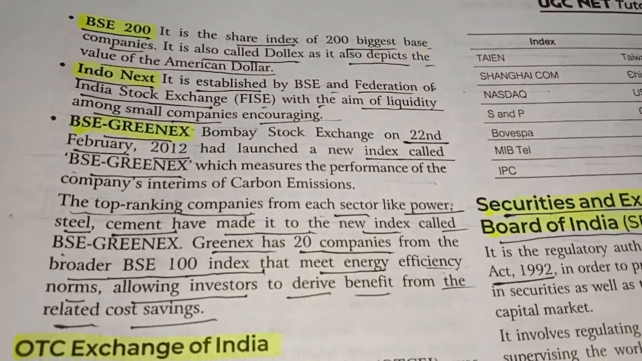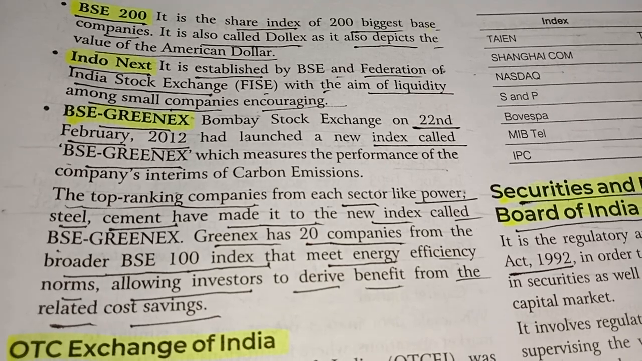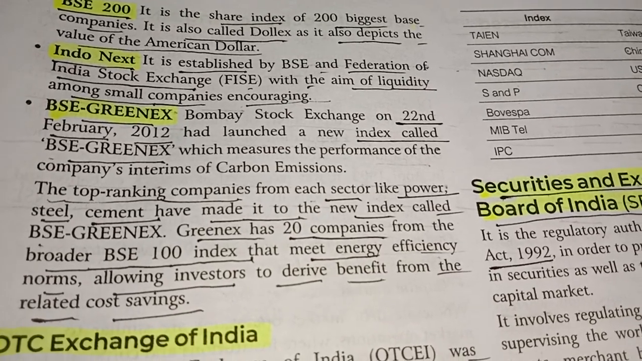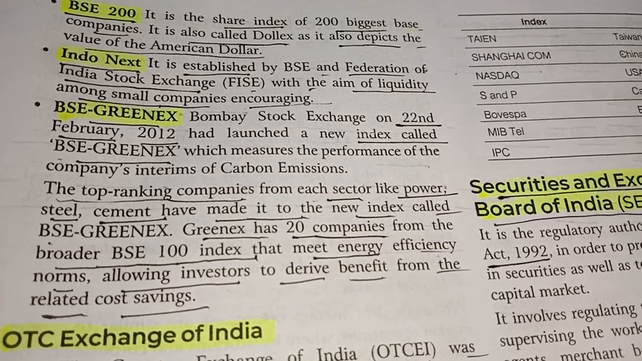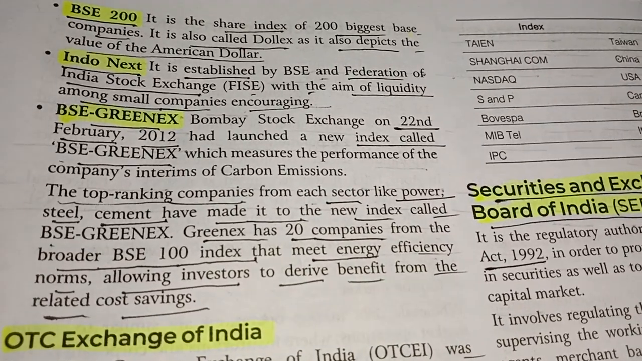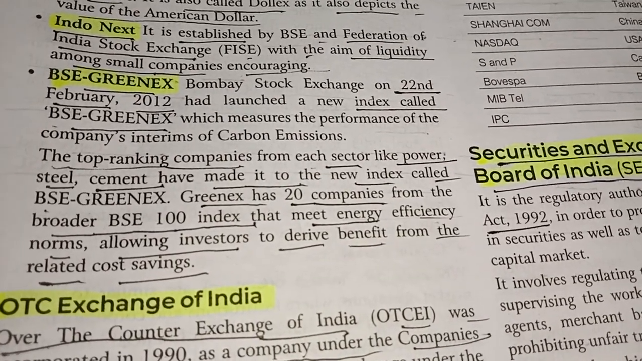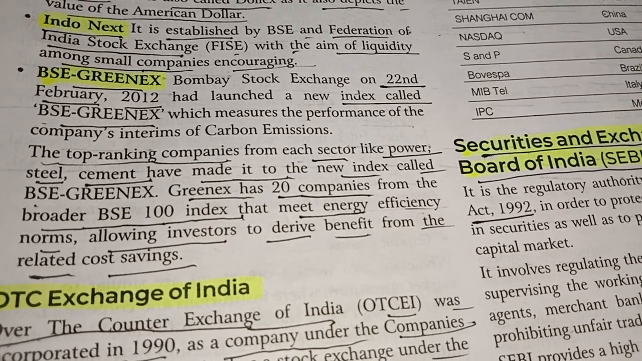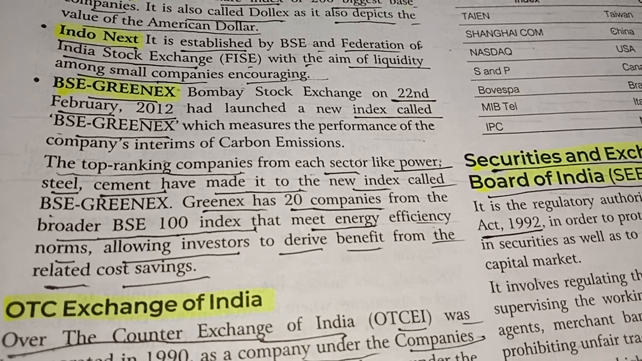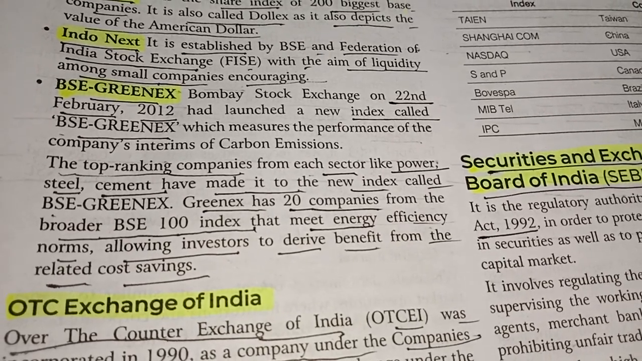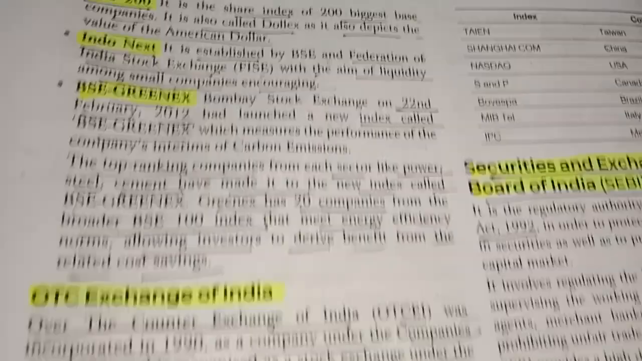BSE Greenex. Bombay Stock Exchange on 22nd February 2012 launched a new index called BSE Greenex, which measures the performance of companies in terms of carbon emissions. The top ranking companies from each sector like power, steel, and cement have made it to the new index called BSE Greenex. Greenex has 20 companies from the broader BSE 100 index that meet energy efficiency norms, allowing investors to derive benefit from the related cost savings.